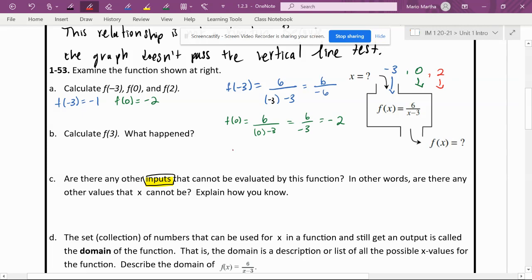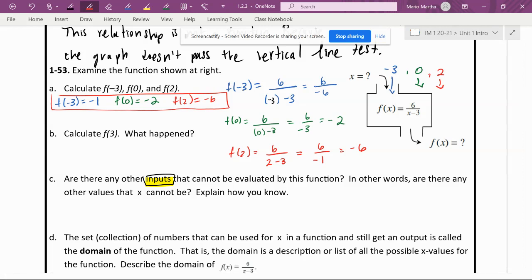All right. So f of 2 is equal to 6 divided by, again, substitute where you see an x. That's going to be 2 minus 3. And that's equal to 6 over, in this case, 2 minus 3 is -1. And then that's going to give us -6. So we're going to say that f of 2 is -6. And those are the three values that we found in this function.